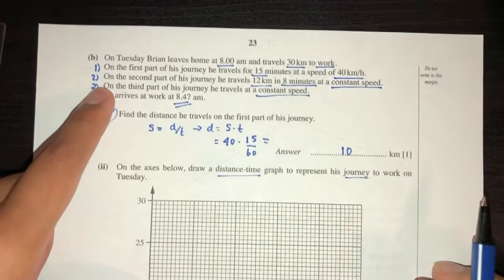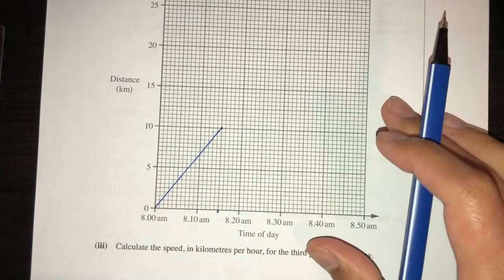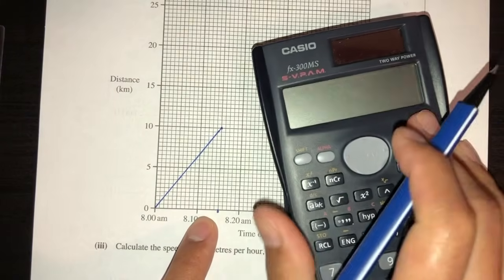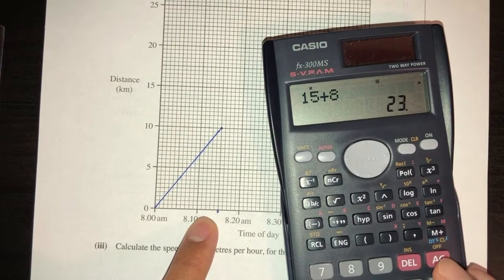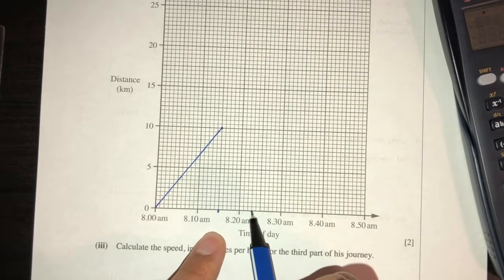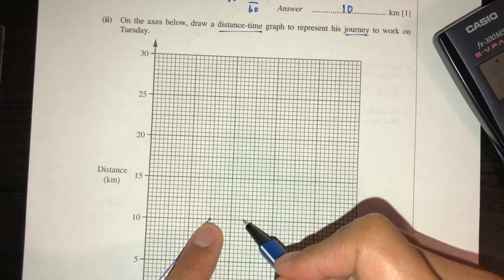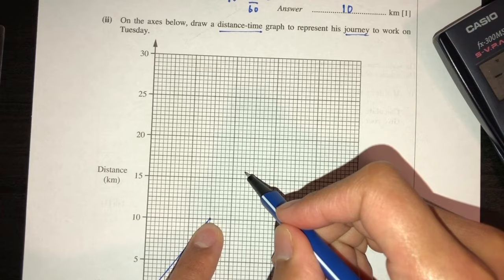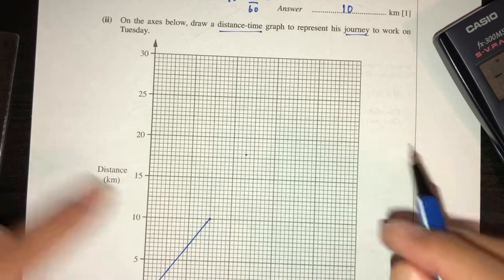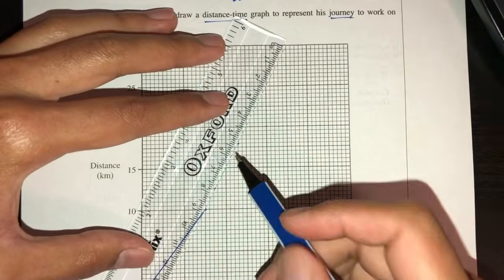Now, second part, he travels 12 km in 8 minutes. So let's first count 8 minutes from 15. 15 plus 8 will be 23. So 23 will be 20, 1, 2, 3 right here. And he travels 12 km, so 10 plus 12 will be 22, this is 15. So 16, 17, 18 will be right here. And it says the speed is constant, so we have to connect with a straight line.